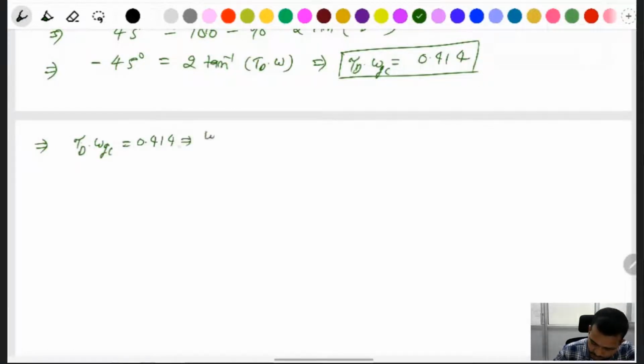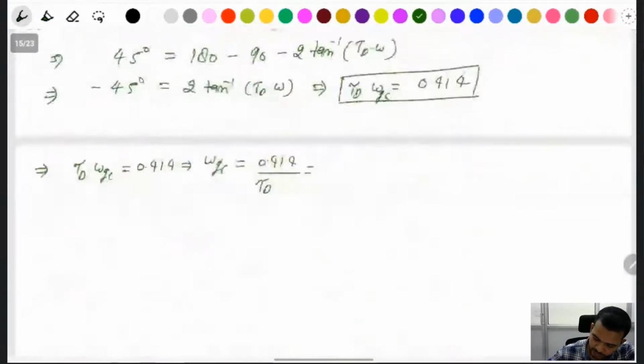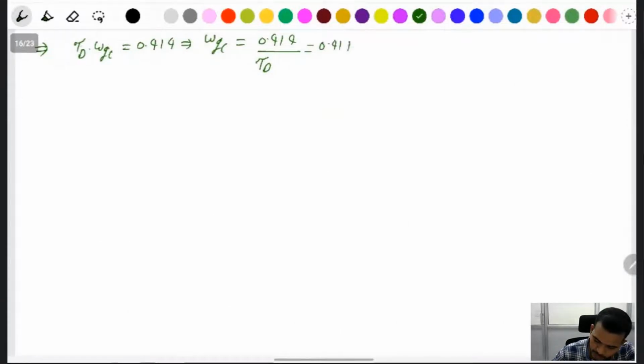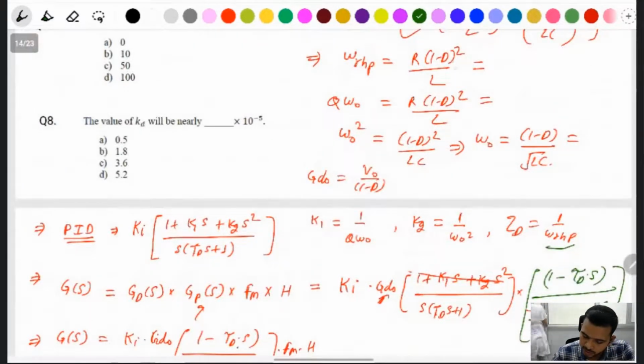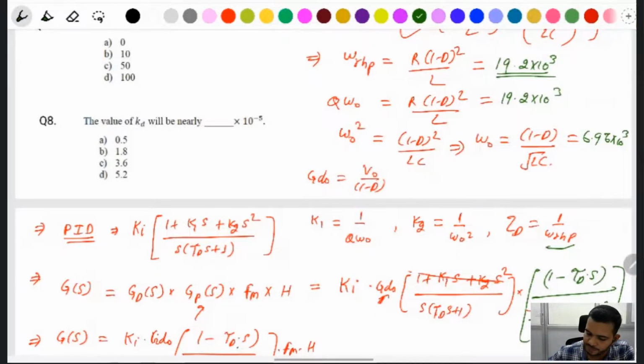Tau d into omega gc is equal to 0.414, that means omega gc is equal to 0.414 divided by tau d. 1 by tau d is equal to omega RHP, so 0.414 into omega RHP. Omega RHP is given by (1 minus D) whole square divided by L. Solving this, we find 90.2 into 10 to the power 3, and Q omega naught, if you solve this one, is the same, 90.2 into 10 to the power 3, and you find omega naught like 6.96 into 10 to the power 3.